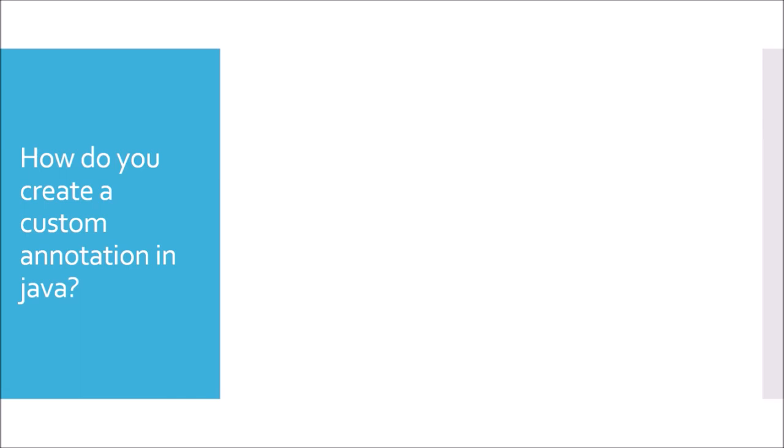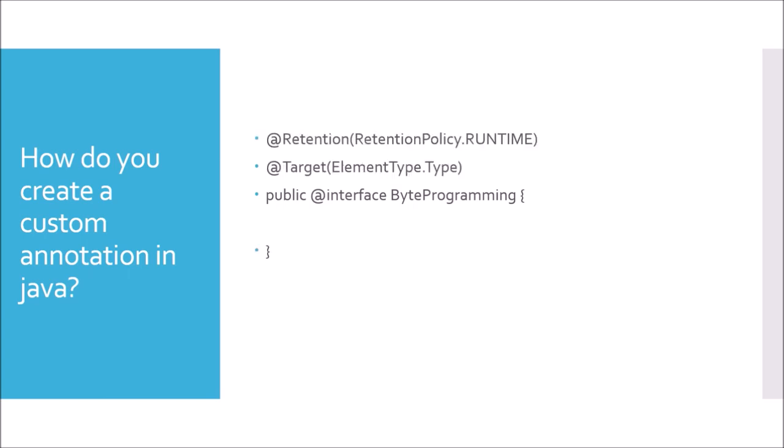Now, if you have more than 6+ years of experience or you are coming for a tech lead position, an interviewer may ask you this question: how do you create a custom annotation in Java? To create a custom annotation in Java, first we create an @interface, let's say ByteProgramming annotation. And inside this, I would have @Retention and @Target. So @Target, what I am passing is ElementType.TYPE.